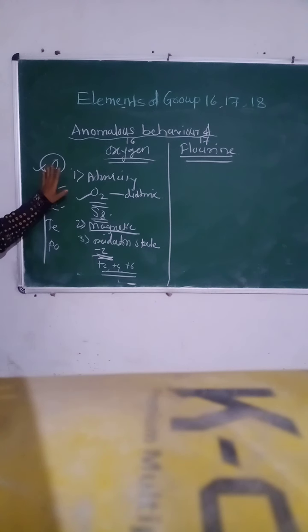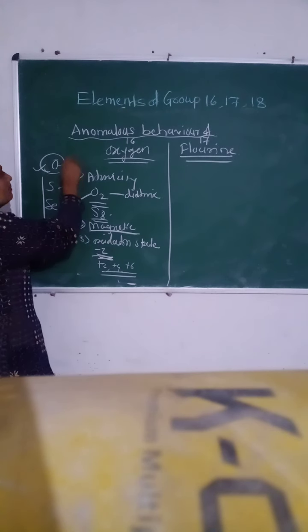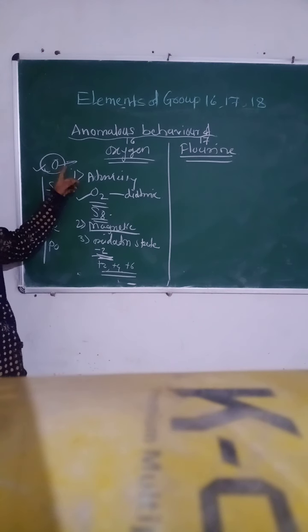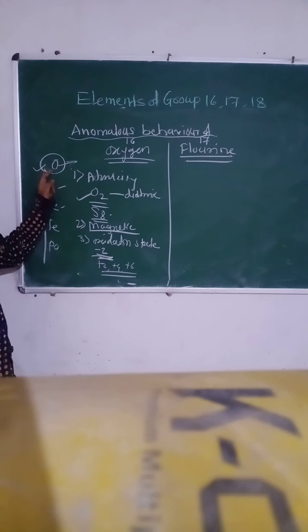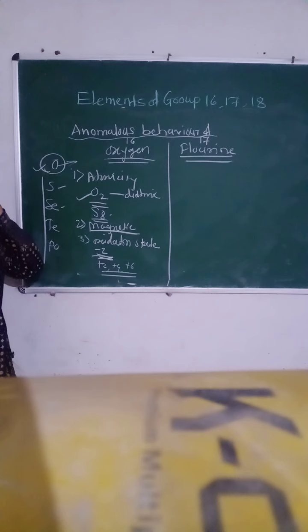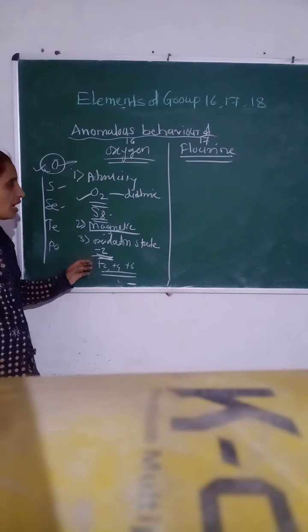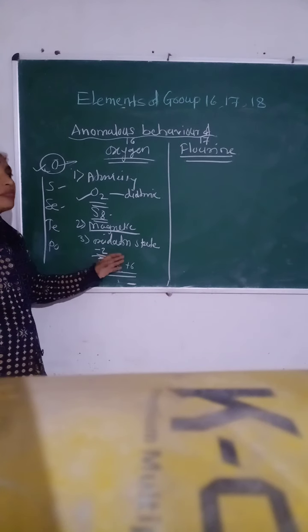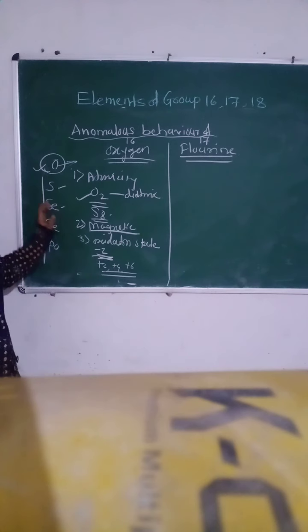Oxygen is diatomic in atomicity, other elements are polyatomic. Here the magnetic property: oxygen is paramagnetic while other elements are diamagnetic. Here oxidation state: oxygen is mostly in the -2 oxidation state, while the other elements show +2, +4, +6 oxidation states. More oxidation states are observed in them.